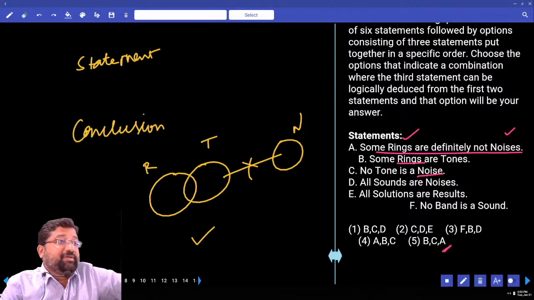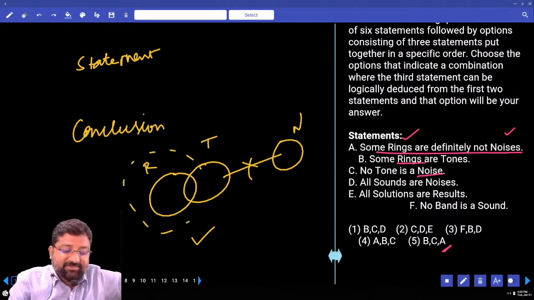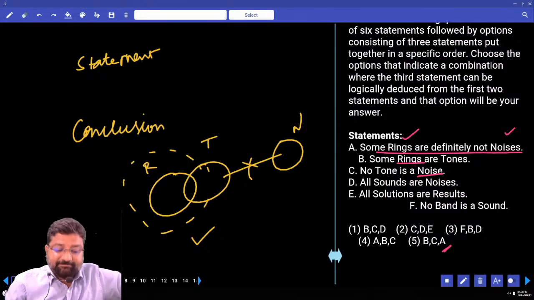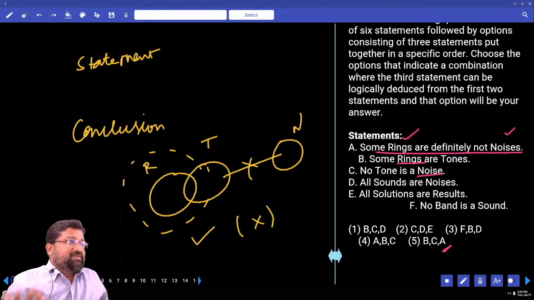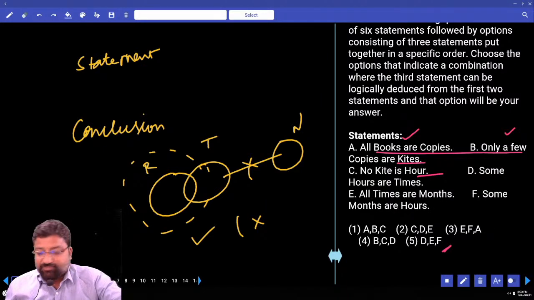What is the complementary? All rings are noises. Can I take all the rings inside noises? Can I draw noises like this? No. So this is wrong and this is right. Did I get my answer? Yes. Fourth question. Let me go for the fourth one.